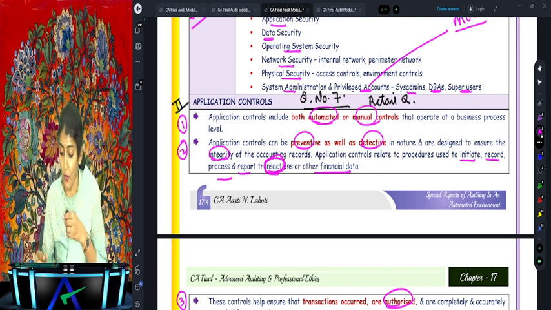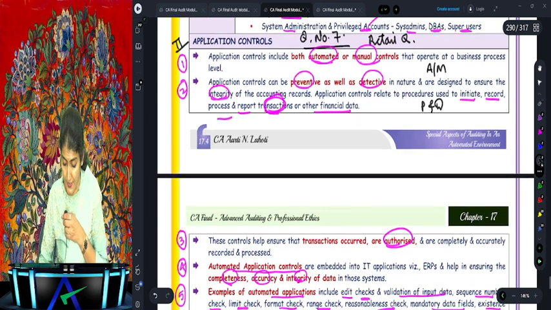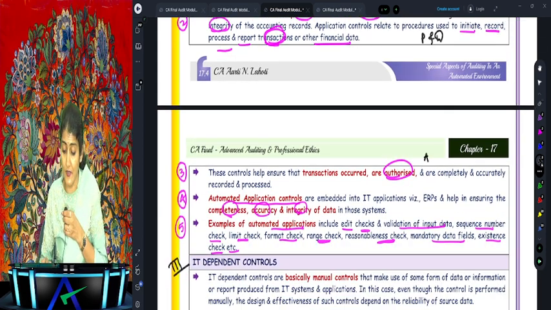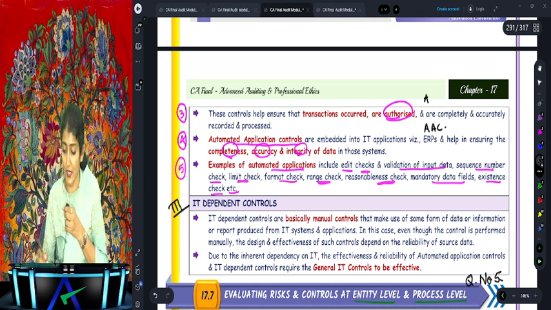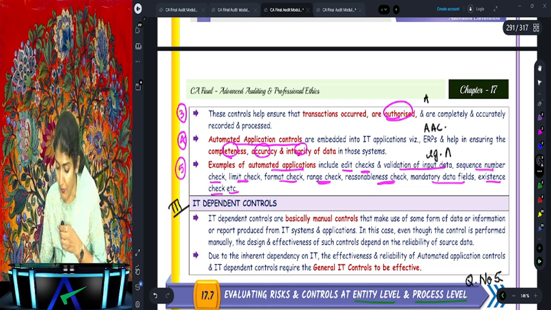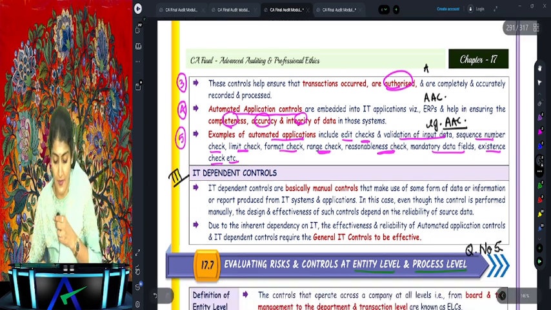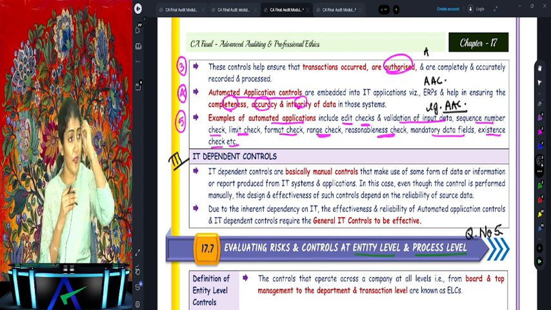So they could be automated or manual. They could be preventive as well as detective in nature. Then they help to ensure that the transactions are authorized. Then you could be having the automated application controls, and then you have the examples of the automated application controls. Are you able to follow this, everyone?